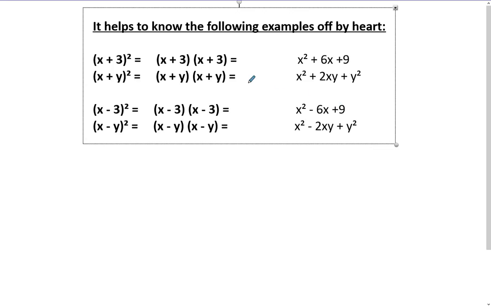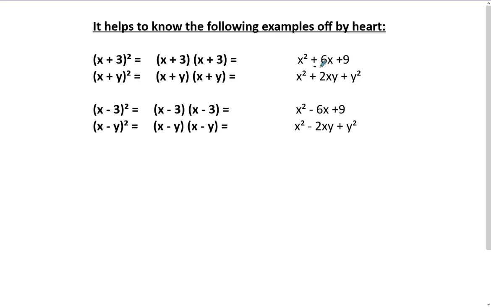3 is 9. So the difference between x plus 3 squared and x minus 3 squared is here you've got plus 6x, and here you've got minus 6x. But you're still going to have plus 9, because positive times positive will be positive, and negative times negative will be positive as well. So it really helps to know these off by heart.